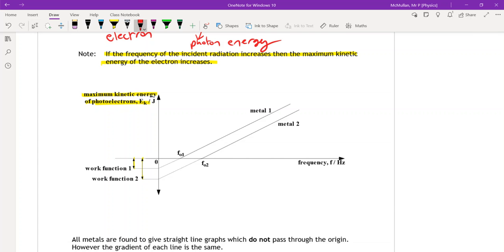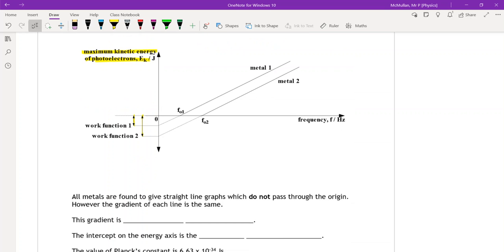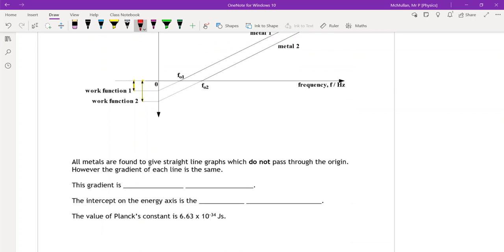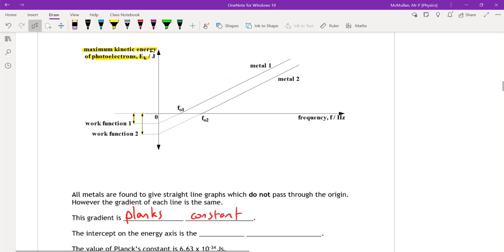Do you want to hazard a guess at what the gradient would be? Okay, the gradient is Planck's constant. You won't be asked to plot this graph. But if we were looking at metals 1 and 2, which one has the higher threshold frequency? The x-axis is frequency. Here's f0 2, here's f0 1. Metal 2 requires a higher frequency, because it's further along, increasing.